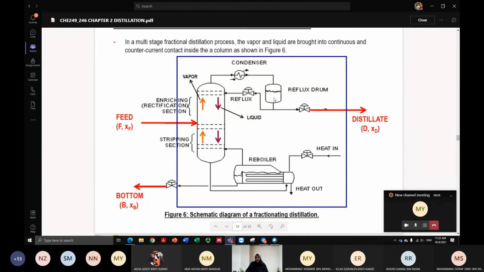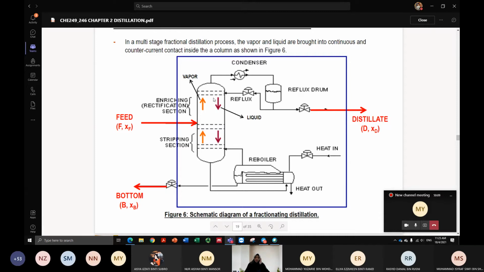If it doesn't meet the purity of light component that you would like to have, you can just reflux back into the column. When it is refluxed back into the column, the contact between the vapor and the liquid will occur again and again. So what you can see here is, to have a good separation, there is a theory of mass transfer that you need to know, which is between gas and liquid.